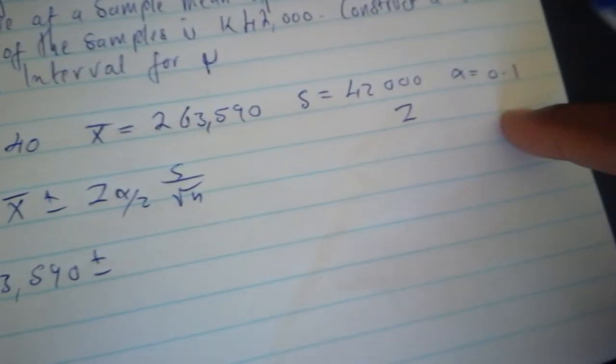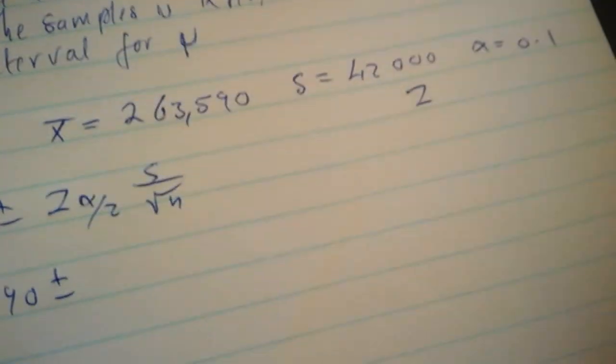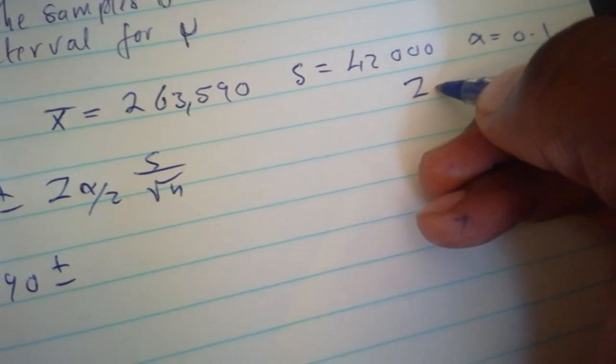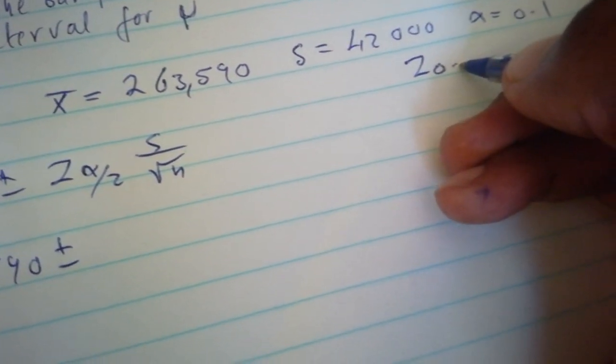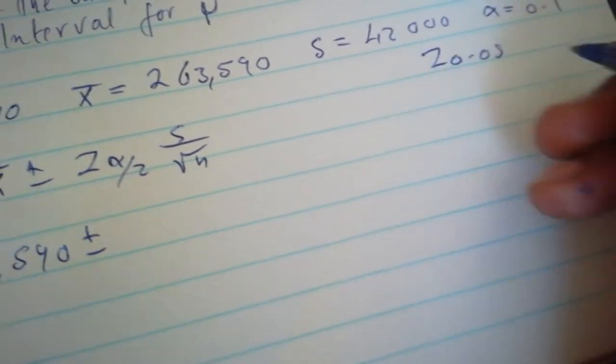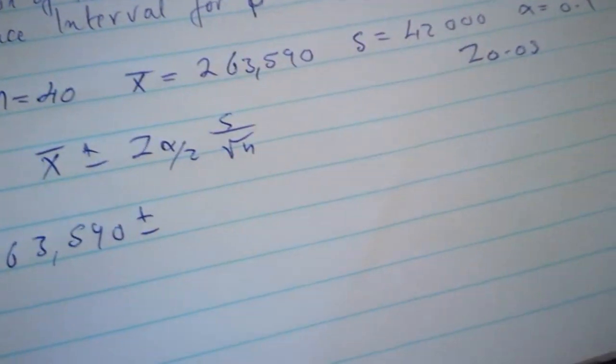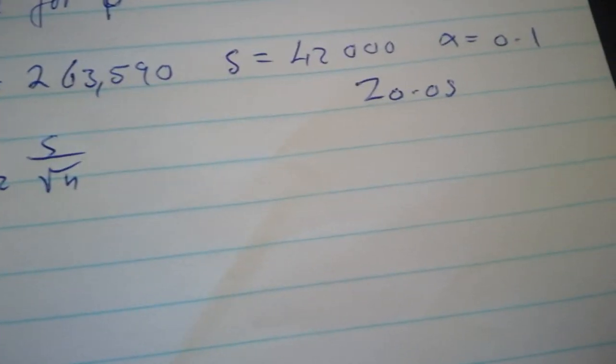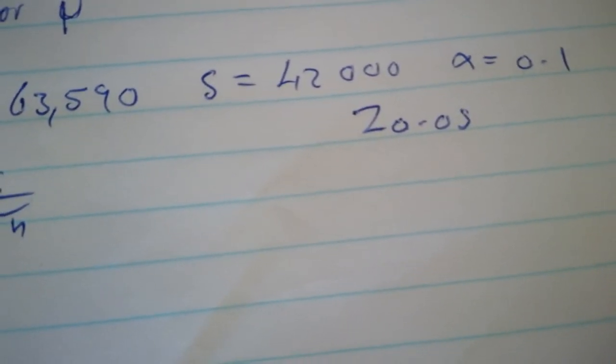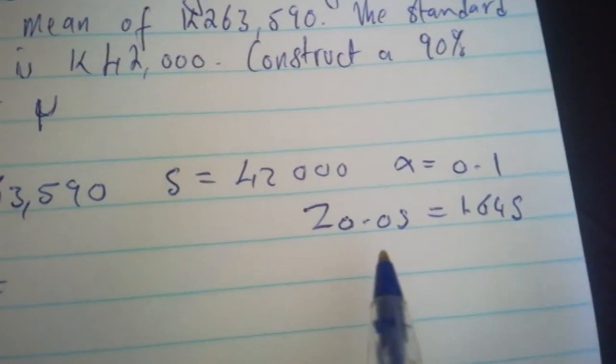So our x bar we've been given to be 263,590 plus or minus. For our z alpha over 2, we will divide the alpha that we've been given by 2. So we are finding z corresponding to this area that we have, 0.05. Then we find the z-score corresponding to this area. When we use our z distribution table, again, if you're not familiar with how to use the z distribution table, I'll drop the link in the description, then you can check it out. This will give me 1.645.